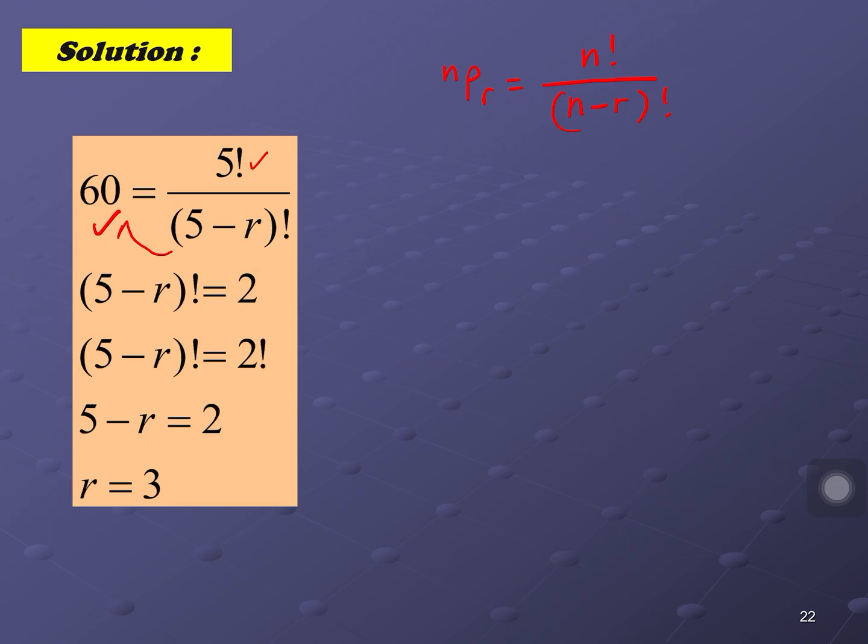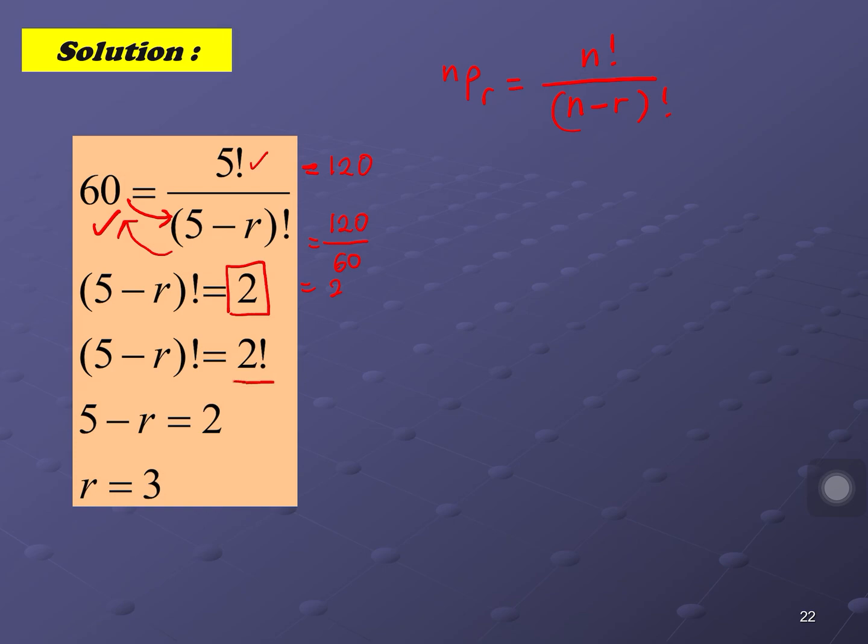Okay, so we know it's 5 minus r, and then we take this to the left hand side and 60 to the right hand side. We simplify that, and 5 factorial, you can use your calculator to get the answer. 5 factorial equals 120. So 120 divided by 60 should be 2. That's why you got 2 here.